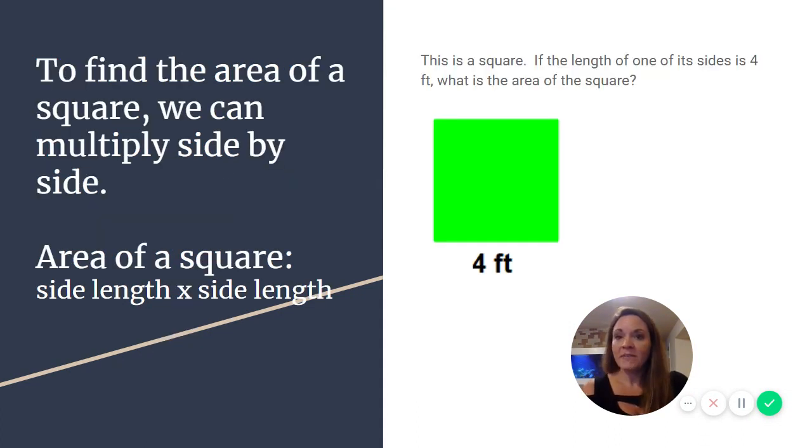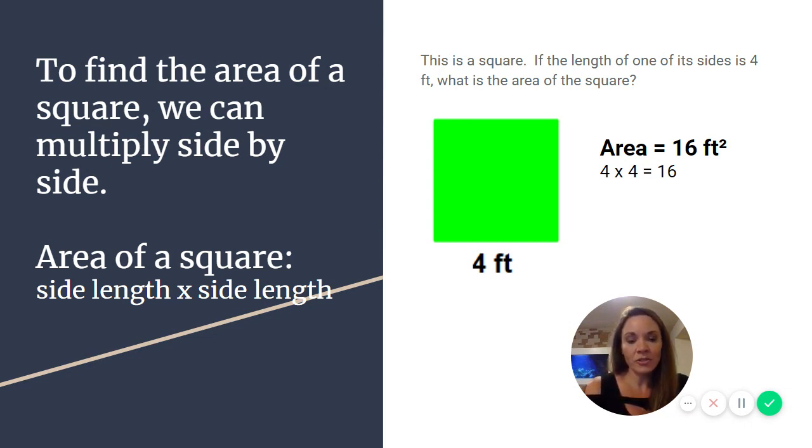To determine the area of a square, we can multiply side by side. This is a square. If the length of one of its sides is 4 feet, what is the area of the square? Because squares have all sides that are congruent or the same length, the adjacent side is also 4 feet. And I know 4 times 4 is 16, so my area is 16 square feet. Notice that there's a little 2 next to the abbreviation for feet there. That's because I'm measuring the inside space, which I would measure with squares. If I use little tiles, it would take 16 1-foot tiles to cover the inside of this space.